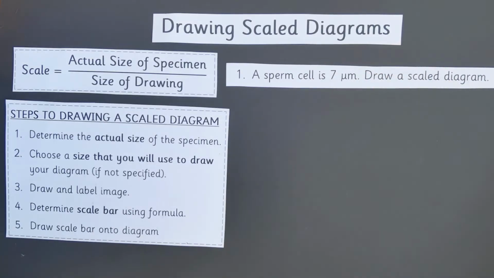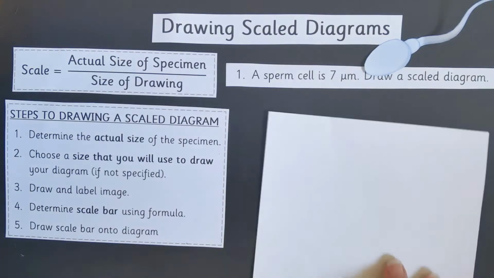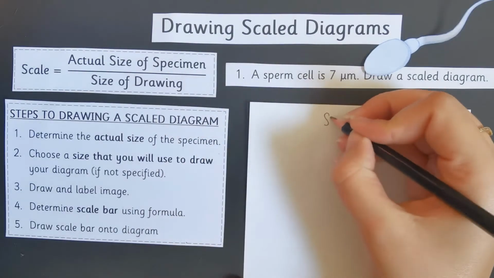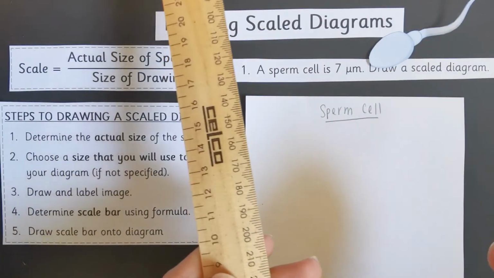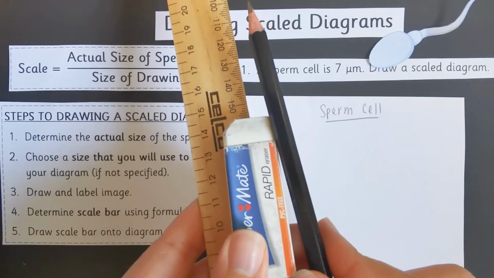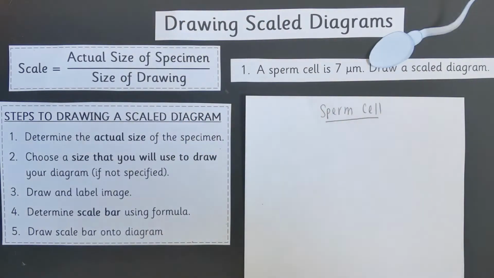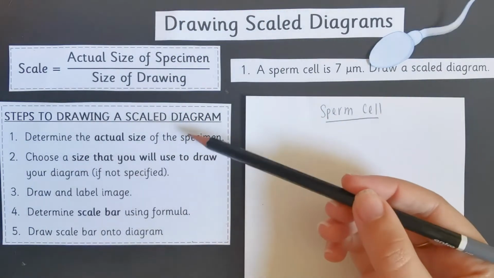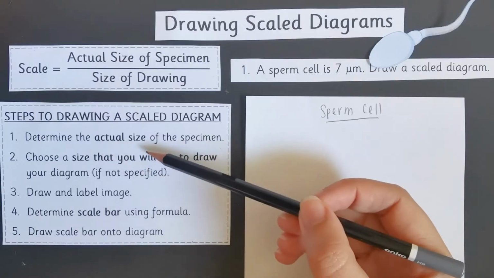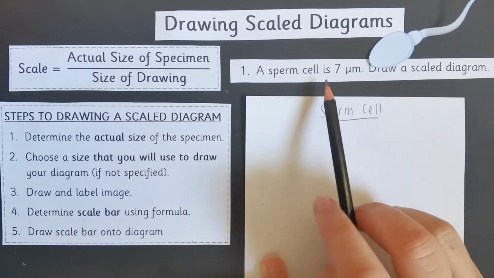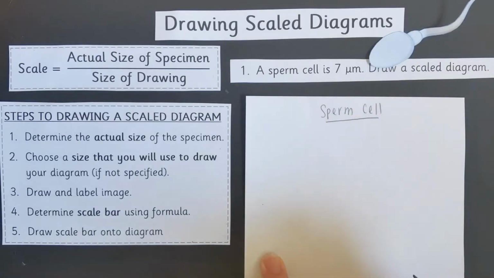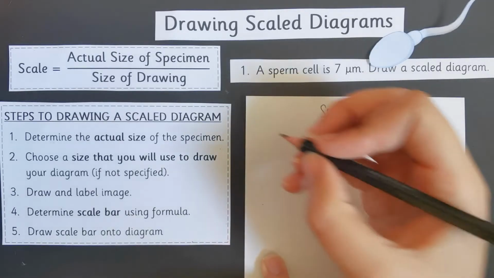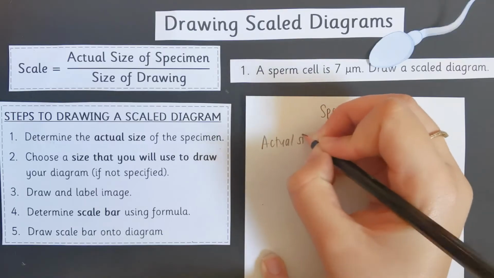So let's do the question: a sperm cell, 7 micrometers, draw a scaled diagram. So first thing, we're drawing a sperm cell, so let's write the heading sperm cell. Now, when we're doing diagrams, you'll need to have these things handy: a ruler, a pencil, and a rubber. All right, let's follow the steps. So firstly, we need to work out the actual size. Now, this is often given to you in the question. So here it says a sperm cell is 7 micrometers. So the actual size of the sperm cell is 7 micrometers. So let's write that down.